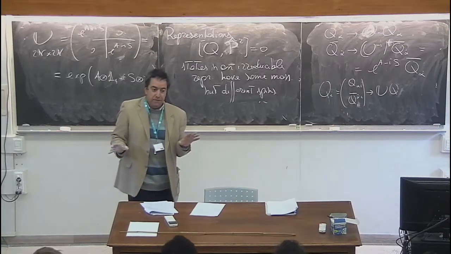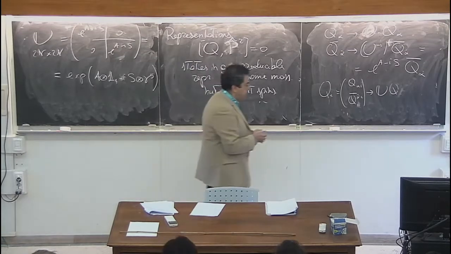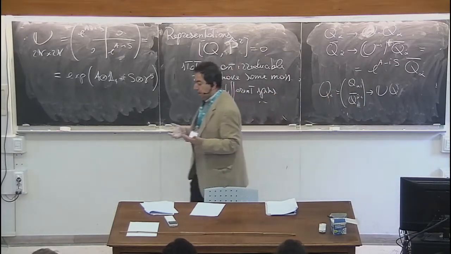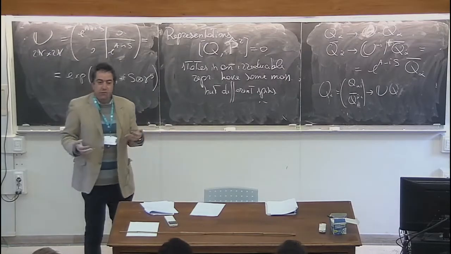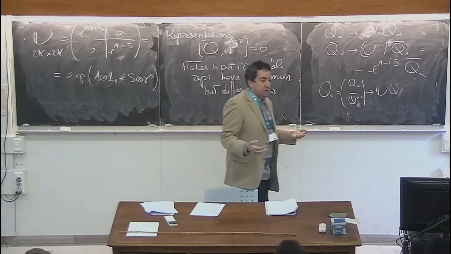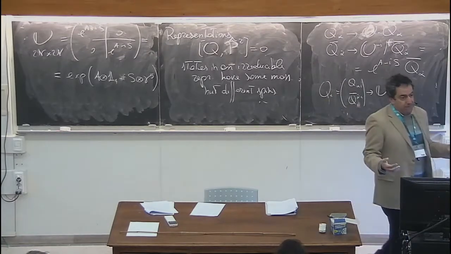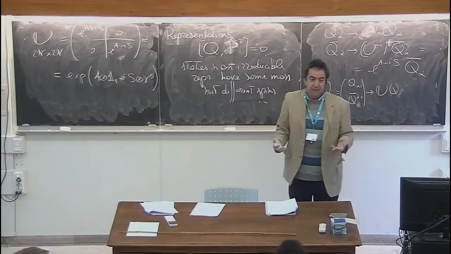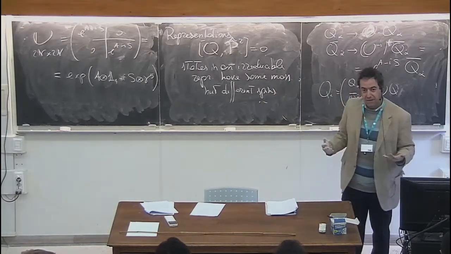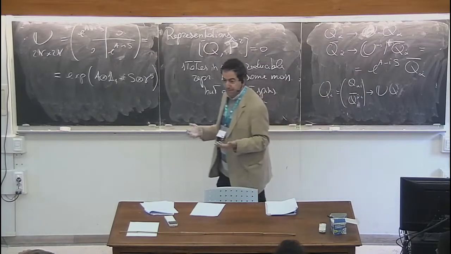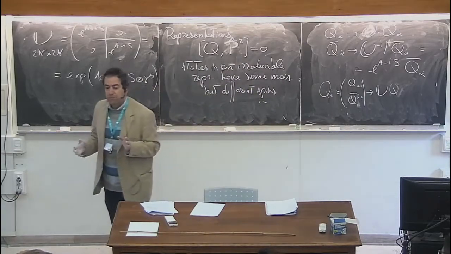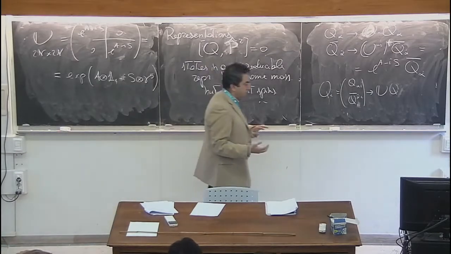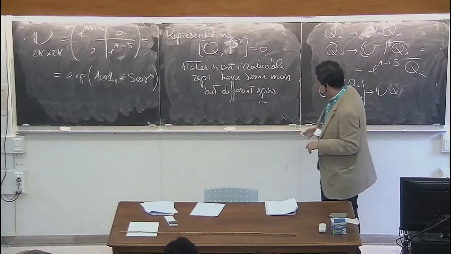Another very important thing about globally supersymmetric theories is that the presence of the super Poincaré group as a symmetry of the theory implies that the energy of the states cannot be negative. So it gives a principle of positivity of energy. It implies that the energy of the states cannot be negative. Why is it so?